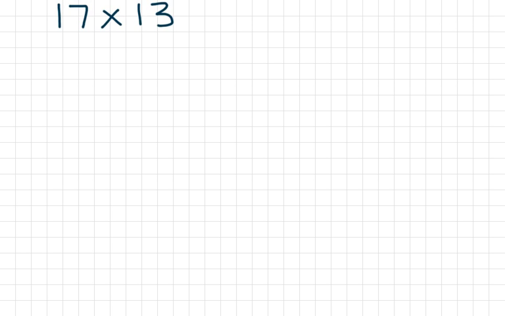To first show how we can use the idea of an array to solve a multiplication with larger numbers, we're going to use the example 17 groups of 13, or 17 times 13.